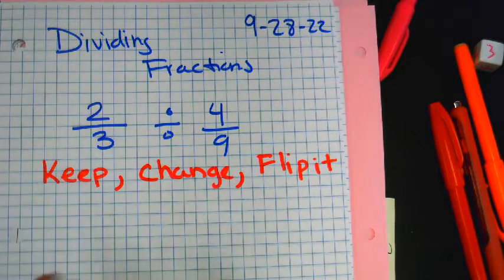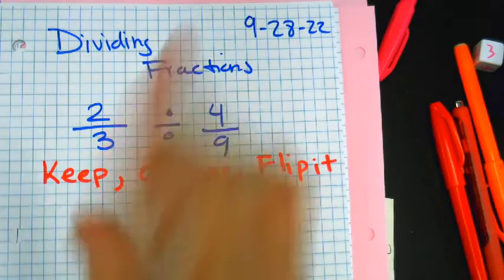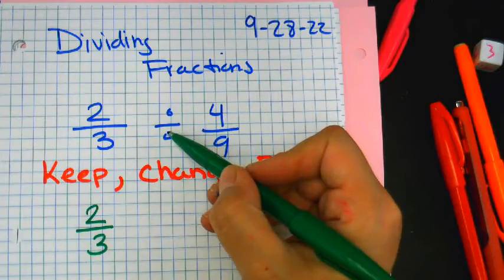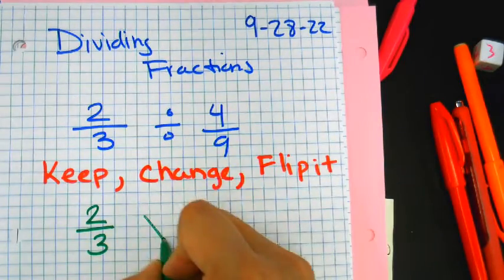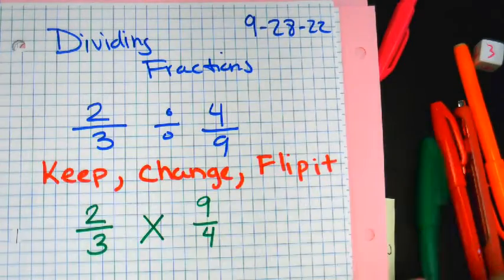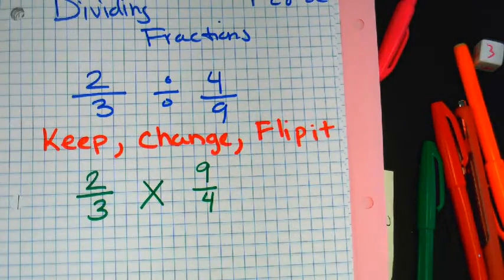Okay, so let's do it. 2/3, keep it the same. Division turns into multiplication. And then you flip it. Keep the first one, change division to multiplication, and you literally just flip, and that's it. And then you just multiply. But of course, I would like you to simplify the corners. If you simplify the corners, you end up doing a lot less work at the end.